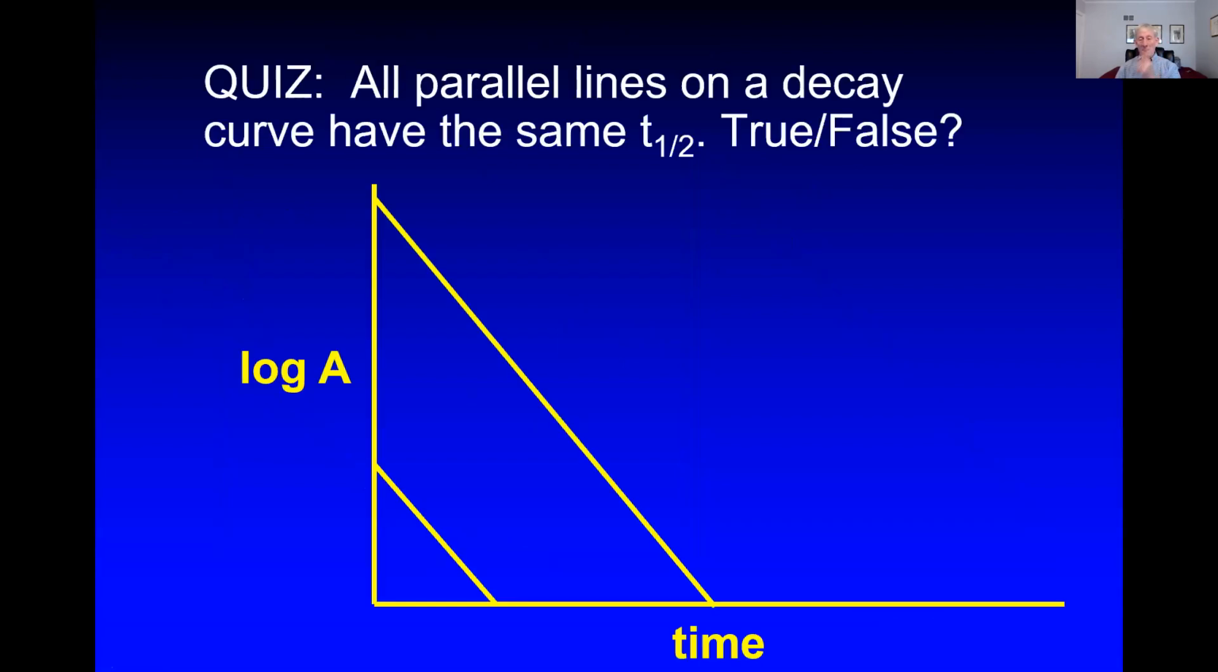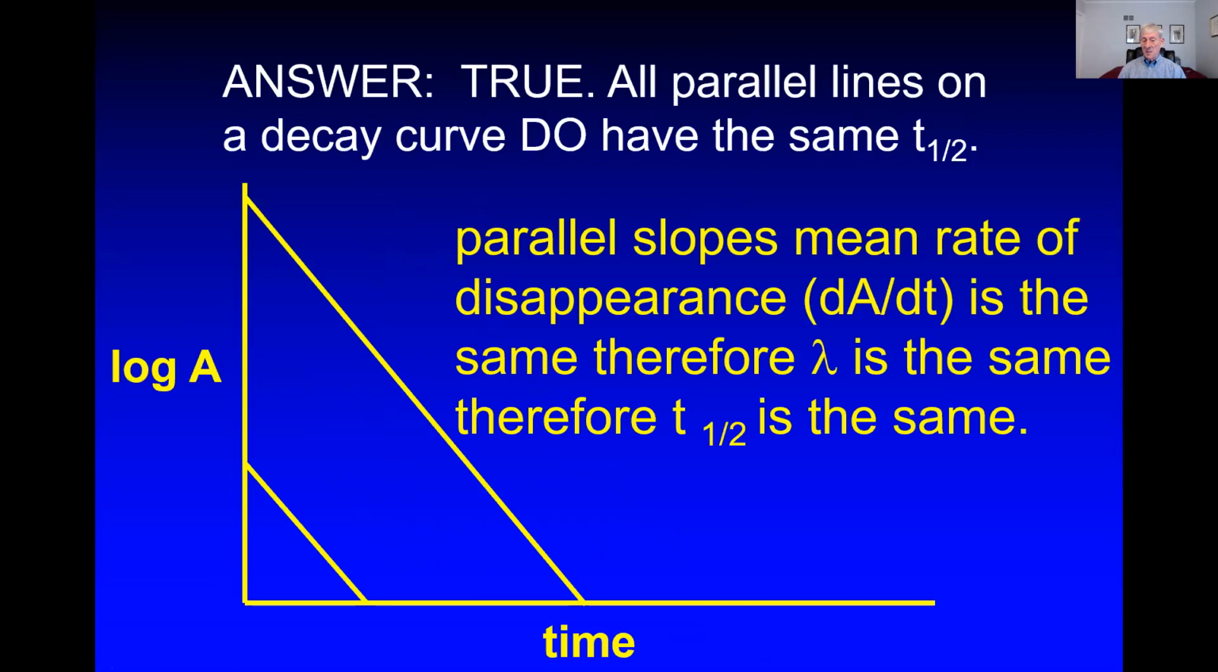True or false? Parallel lines on a decay curve have the same half-life. True or false? True. Totally true. And we're going to prove it graphically in just a moment. What we have here, though, is here's a hot sample up here, and here's a cooler sample up here. But I think you will agree that the change in activity as a function of time is the same. The slopes of the lines are the same. The change in activity as a function of time is the same. That means lambda, the decay constant, has to be the same.